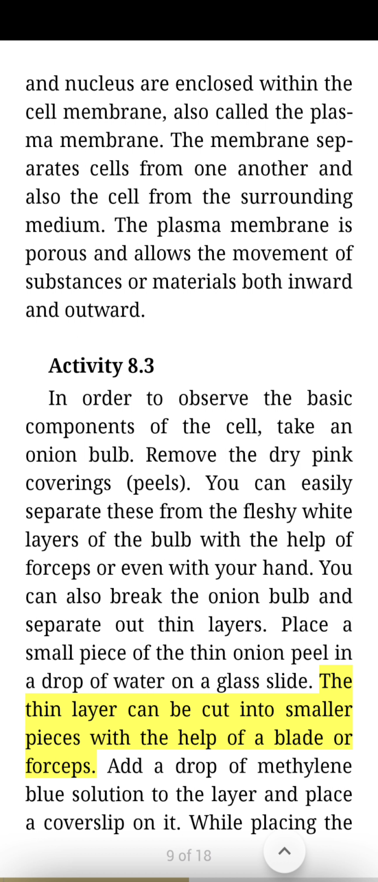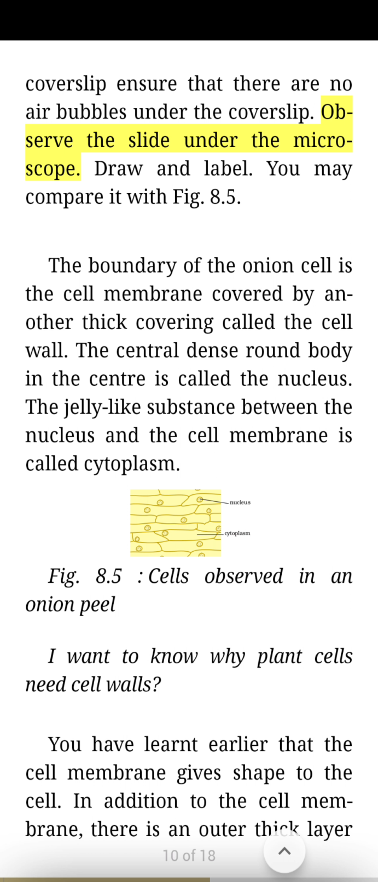The thin layer can be cut into smaller pieces with the help of a blade or forceps. Add a drop of methylene blue solution to the layer and place a cover slip on it. While placing the cover slip, ensure that there are no air bubbles under the cover slip. Observe the slide under the microscope.